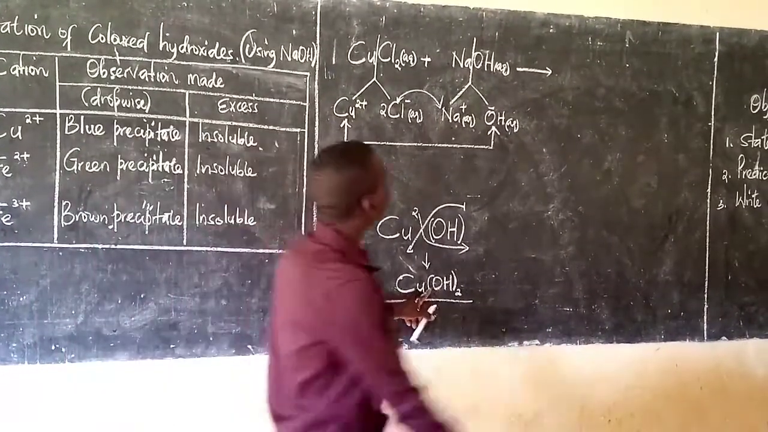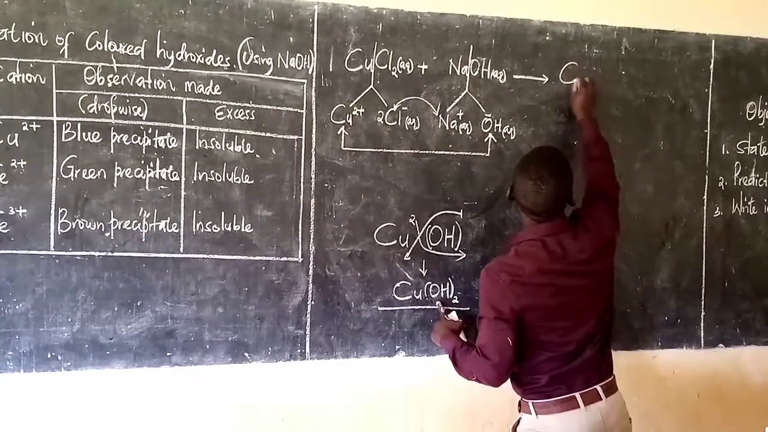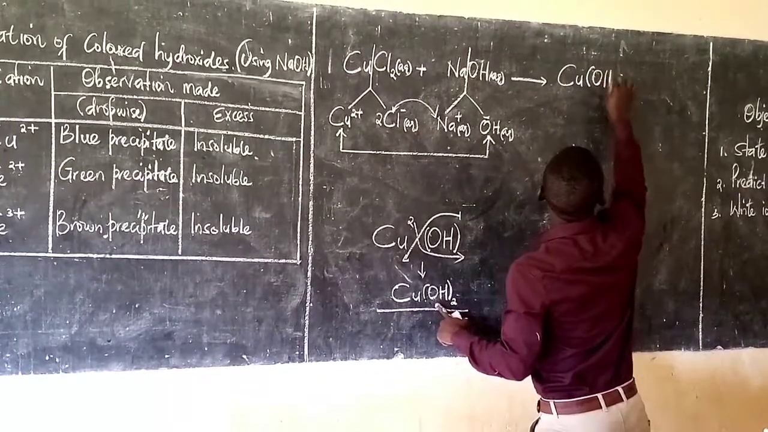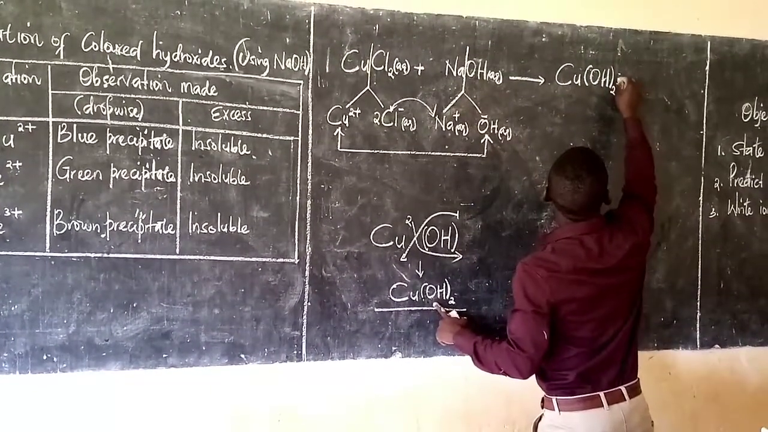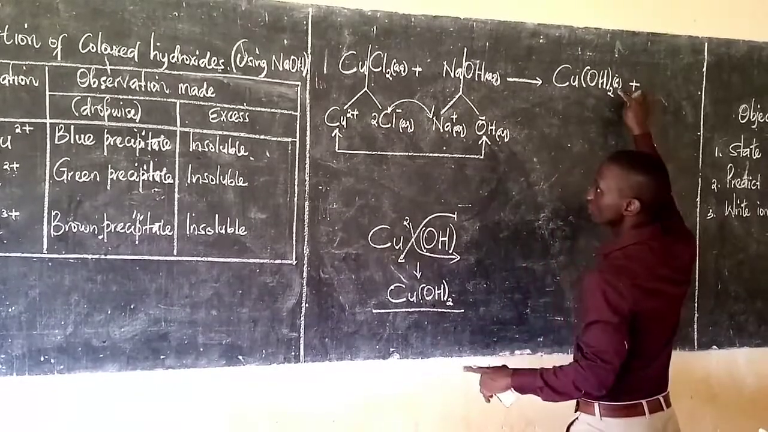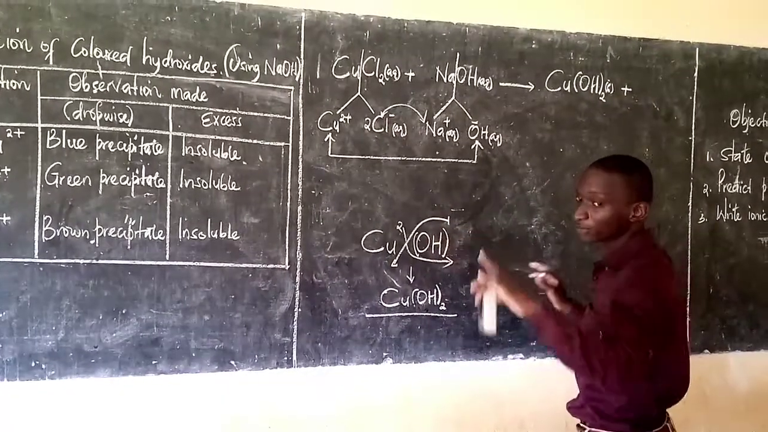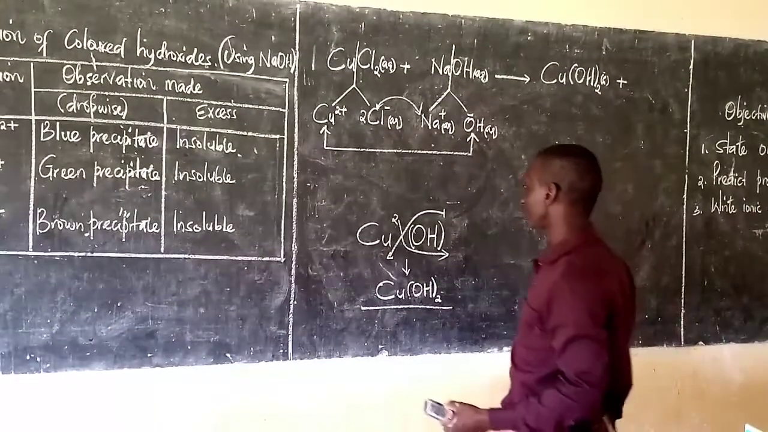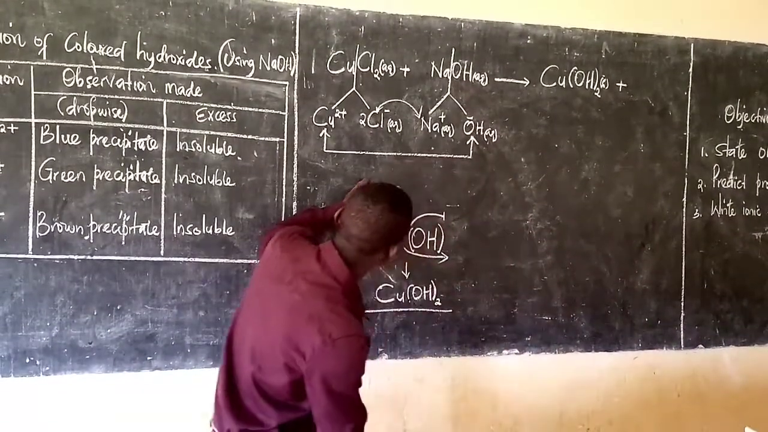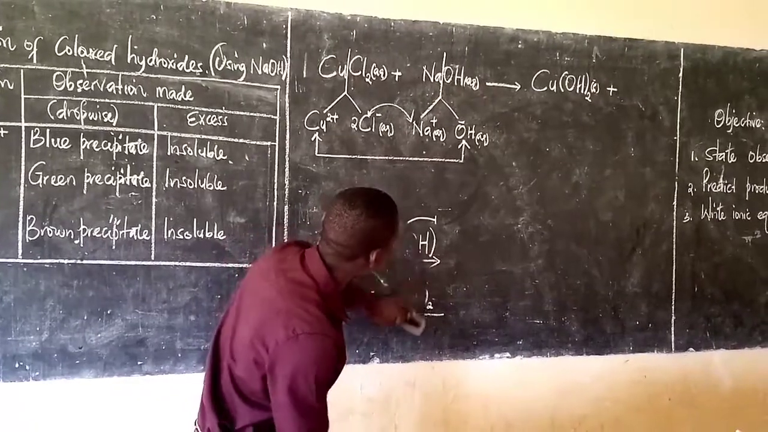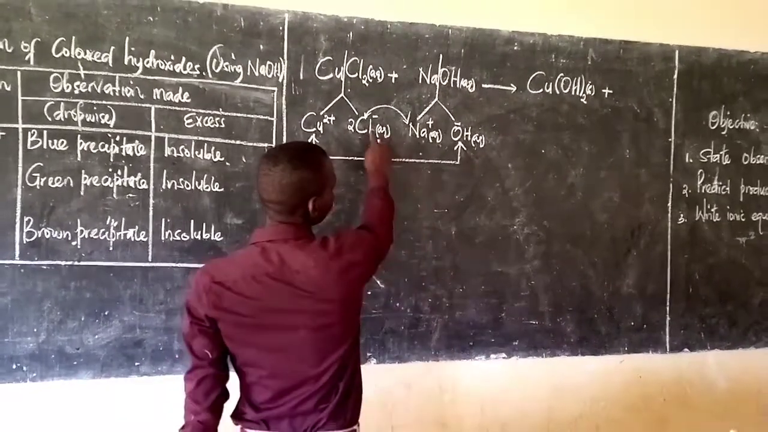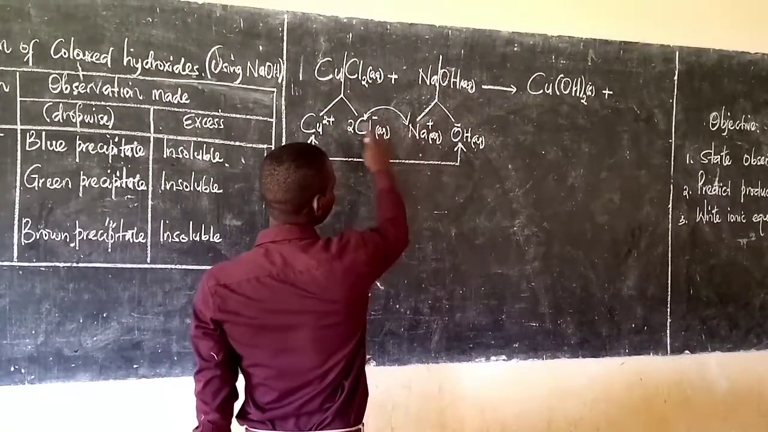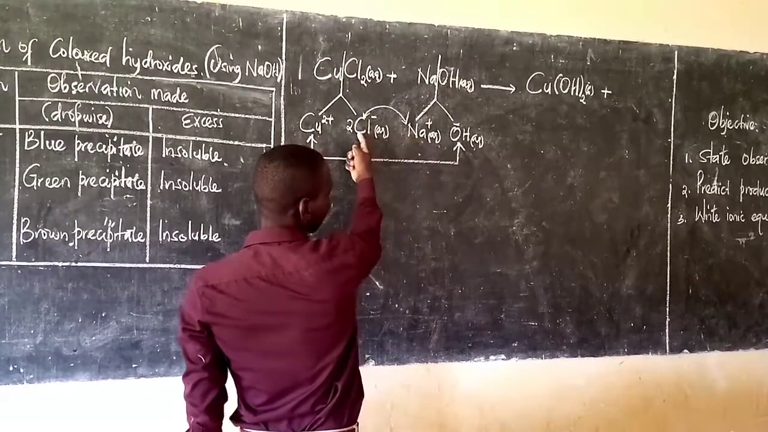So we come and bring our first product. We put it here as the copper 2 hydroxide. It is a solid because it's a precipitate. A precipitate will always be given the solid state as we write those equations. We erase this and then come up with the second what? Compound. The second compound is formed from this and that.